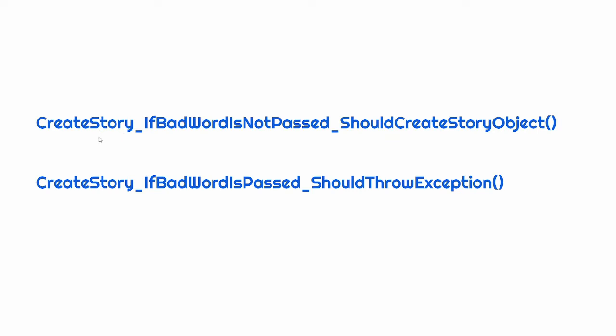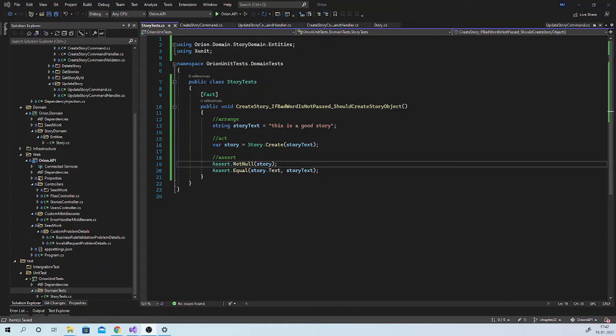Create story. This is the method that we want to test. If bad word is not passed, this is a scenario which we want to test. Should create story object. This is the expected behavior when the scenario is invoked. In the same way, create story, if bad word is passed, should throw exception. So if we are passing bad words while creating the story object, it should throw the exception. So let us go ahead and create these tests.